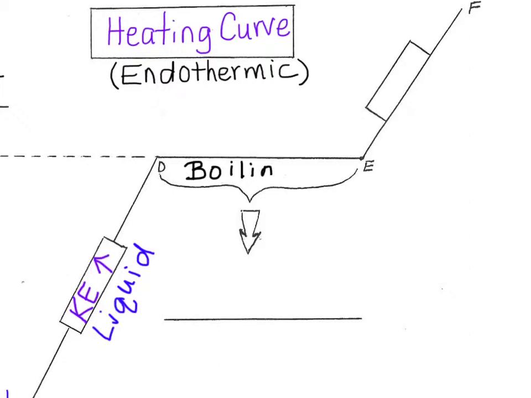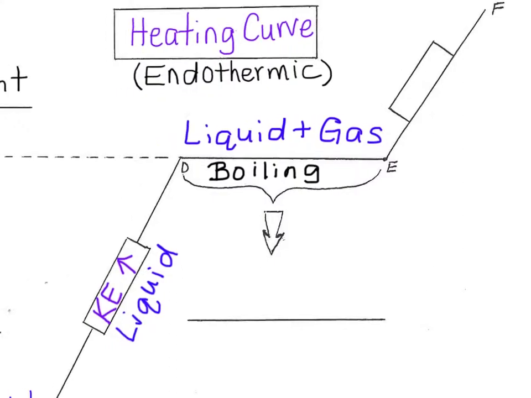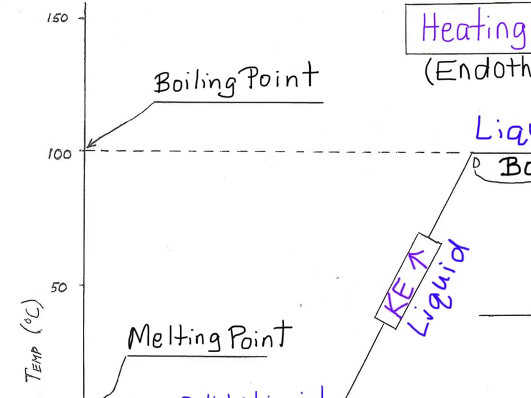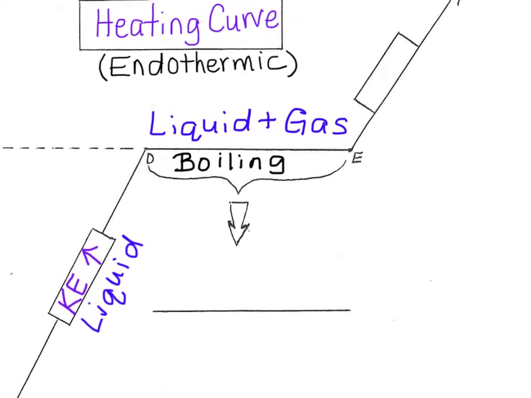So between point D and point E, the liquid is boiling, which means that between point D and point E, we have two phases existing together. We have both liquid water and water vapor, otherwise known as steam. And notice at these points between D and E, again, the temperature is staying the same. Between D and E, the temperature stays at 100 degrees, and so that means that something else must be taking place.